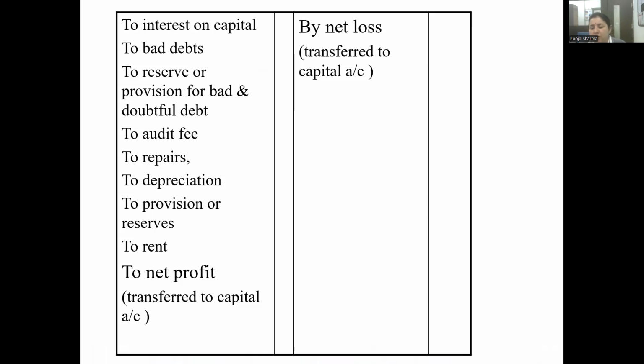In the previous two accounts, as I have told you, in the trading account you write all the direct expenses and all the direct income. In the profit and loss account, you write the indirect expenses and indirect income. So we have completed the first two stages till now.